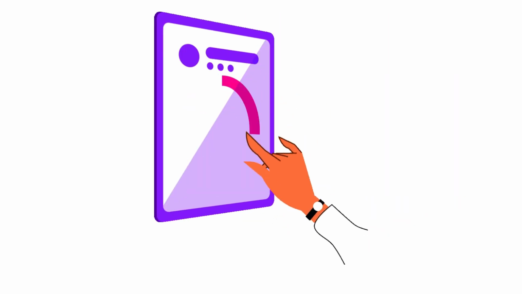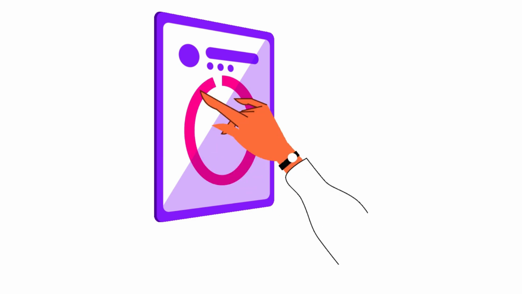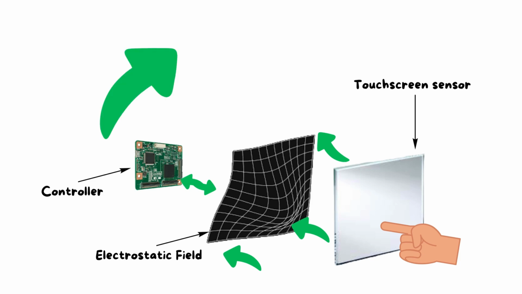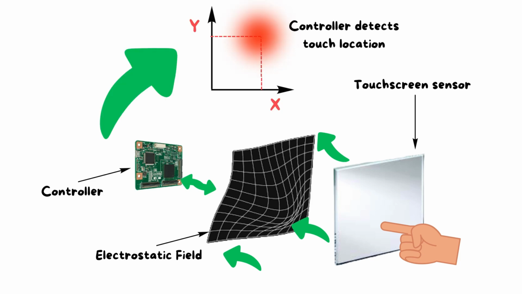Now moving on to the capacitive touchscreens, the most commonly used type today. These rely on the electrical conductivity of the human body. The screen has a glass layer coated with a conductive material like indium tin oxide. When your finger touches the screen, it disturbs the electrostatic field, causing a change in capacitance. Sensors detect this change and the system calculates the touch point.